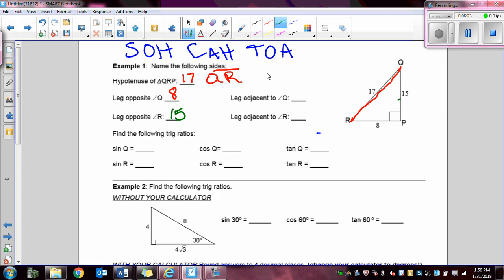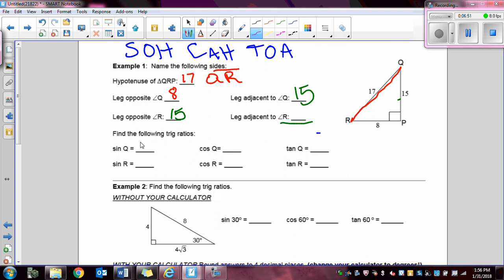The leg adjacent to Q is the one that's touching Q. That's not the hypotenuse. 17 is touching Q, but it is the hypotenuse, so that's not going to be adjacent. My adjacent side is going to be 15. And I want you guys to try to find the adjacent to R. Help me out. Find the following trig ratios. So it says sine, cosine, and tangent of Q. I'll do that one, and then you guys can try R.